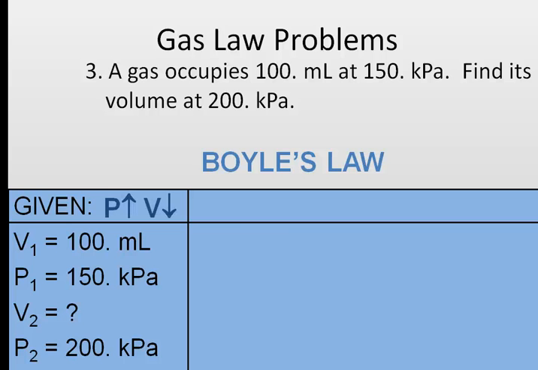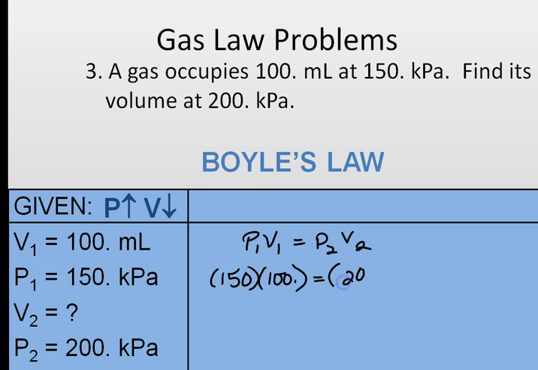And Boyle's law is an inverse relationship. So we have P1 V1 is equal to P2 V2. So our initial pressure is 150. Our initial volume is 100 mL. Our P2 is 200, and our V2 is what we're solving for. And so you just go ahead and simplify this, divided by 200 to get our V2.